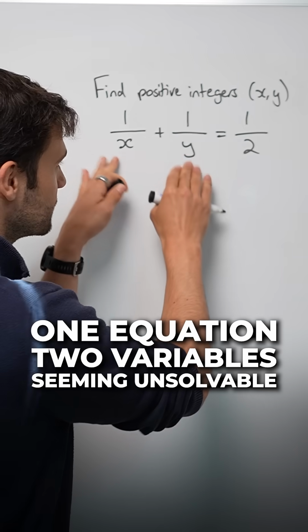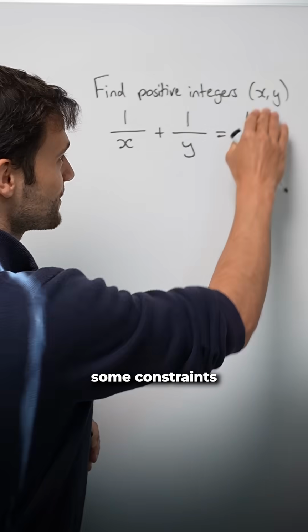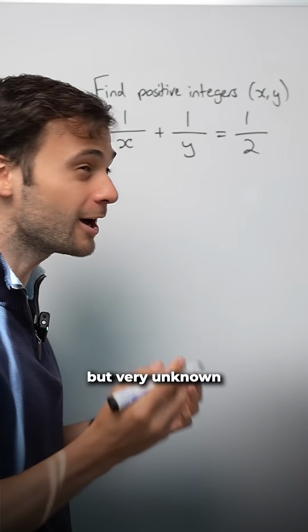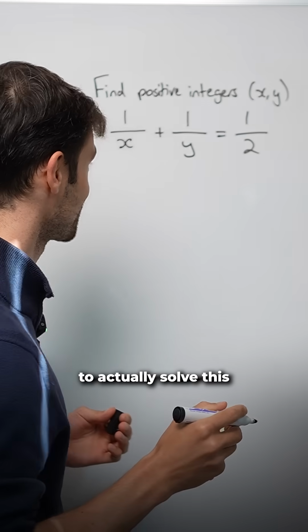We've got one equation, two variables. How are we going to find our positive integers x and y? You've got some constraints to work with here, and we're going to use a very clever but very unknown factorizing technique called completing the rectangle to actually solve this.